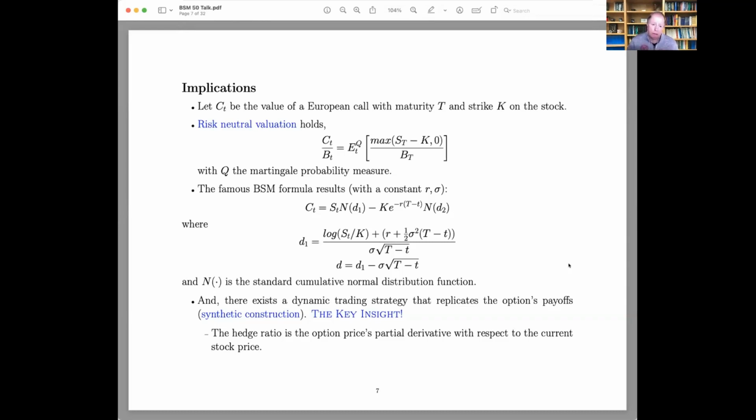The trading strategy is that the holdings in the underlying stock are equal to what's called the hedge ratio, which is the option price's partial derivative with respect to the underlying stock price. Of course, all of these results are well known, and I'm just reviewing the model because I want to emphasize modifications of the structure and subsequent modifications of the implications.